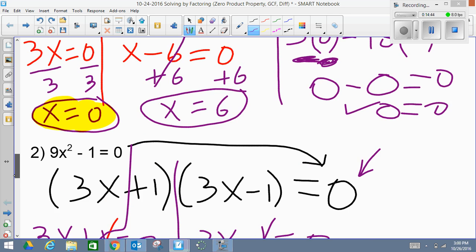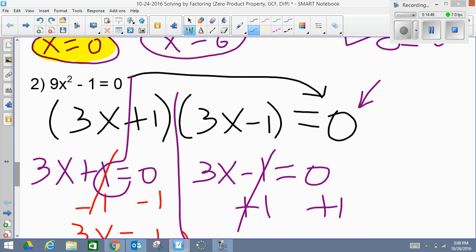Okay, guys, so I think that's it for solving. Basically, anytime you're solving, it's the same process. You factor first, and then you make your factors equal to 0, find the values of x, and you're done. That'll be your answer.